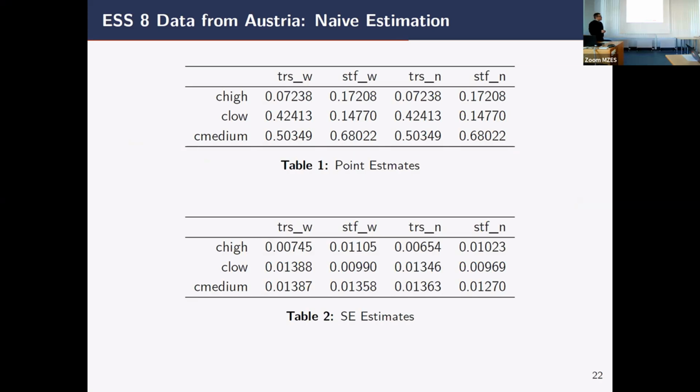Okay, now this is just a comparison. On top, you see the point estimates. You see they don't change at all. Obviously, I'm using the same weight. Point estimates won't change. But the standard error estimates, they will change.